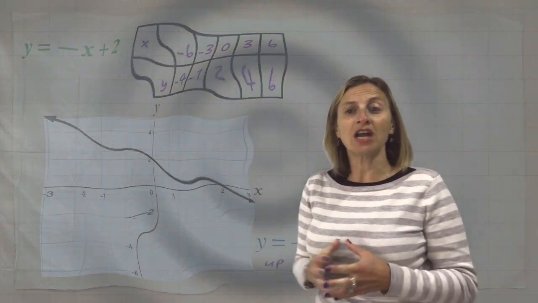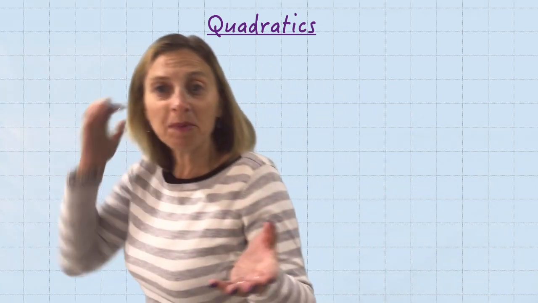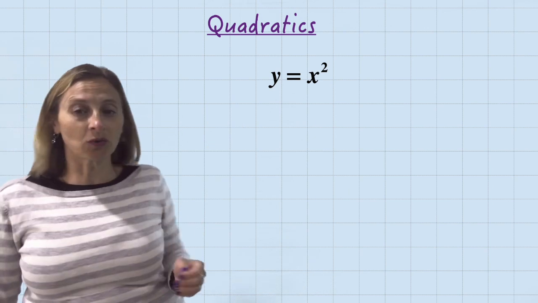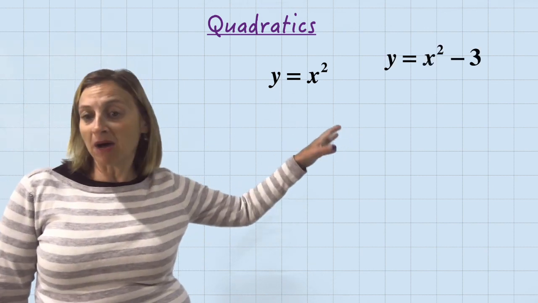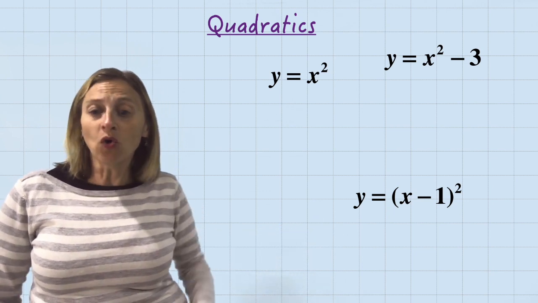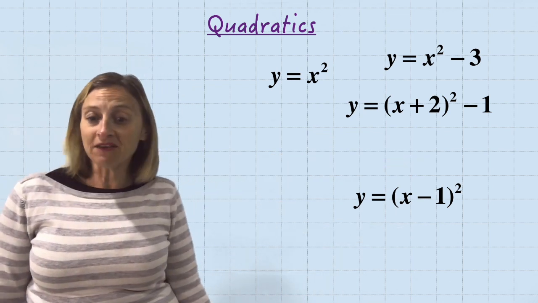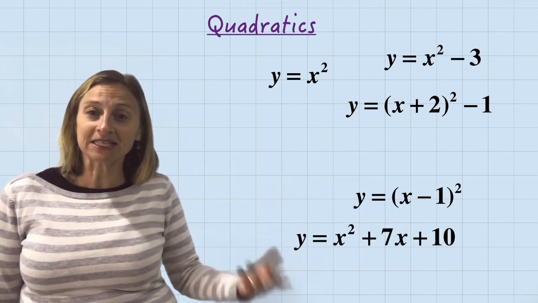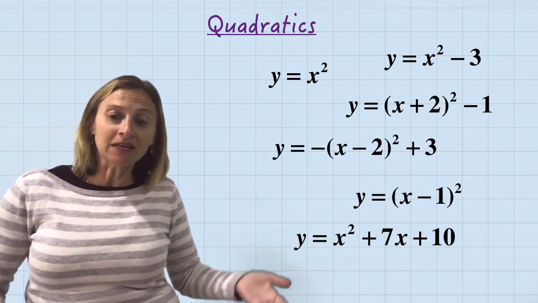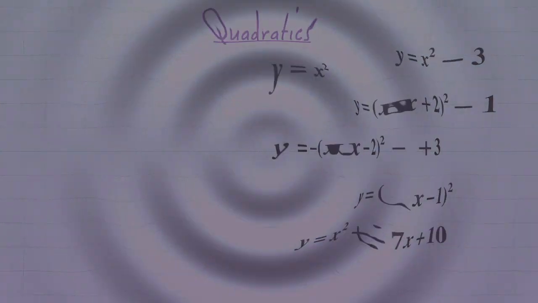Now let's have a look at some quadratic equations. Quadratic equations can come in many different forms. The most basic one, of course, is y equals x squared. But we can also have y equals x squared minus 3, or y equals (x minus 1) all squared, or y equals (x plus 2) all squared minus 1, or we can even have y equals x squared plus 7x plus 10, or y equals minus (x minus 2) all squared plus 3. There's a lot of different ways that quadratics can be presented to us, and that makes them a little bit more tricky. But let's have a look at the basic curves.